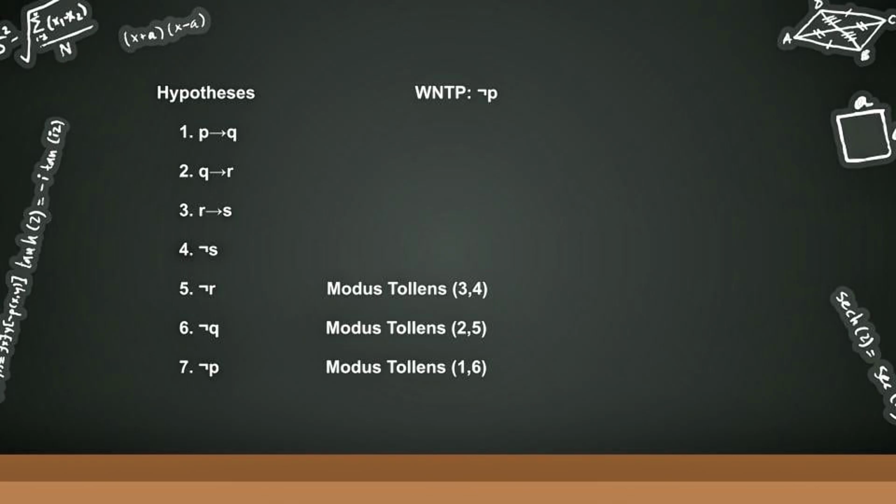And lastly, for our seventh hypothesis, which proves the negation of P, we used modus tollens once again for 1 and 6. So 1, P implies Q, and 6, negation of Q. So P implies Q, negation of Q, therefore negation of P.